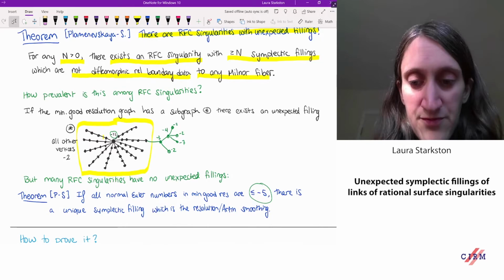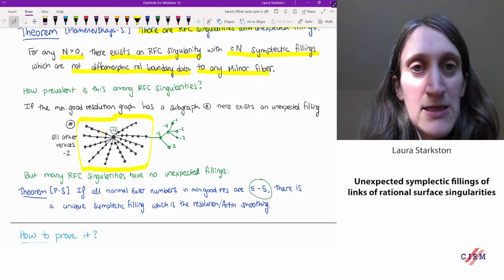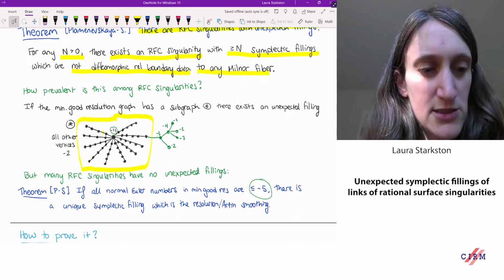If I remember well, if all the self-intersections are smaller than -5, there is also just one smoothing, right? Yeah, exactly. In the smoothing case, this was proven by de Jong and van Straten, and we extended this to the symplectic case. This was a part of a conjecture of Kollár, just applied in this reduced fundamental cycle case. But there's a more general conjecture for when there's a unique smoothing, and you could generalize that to there being a unique symplectic filling.